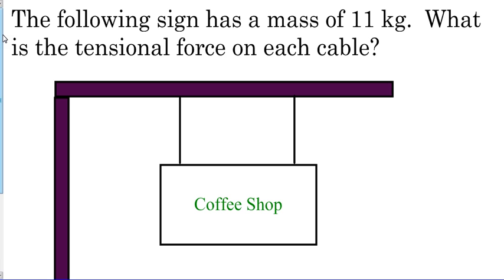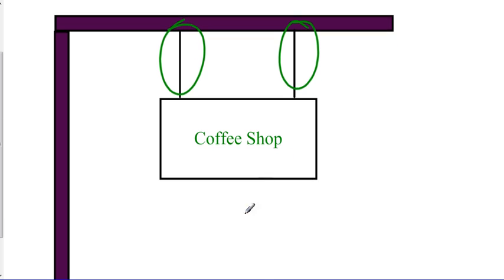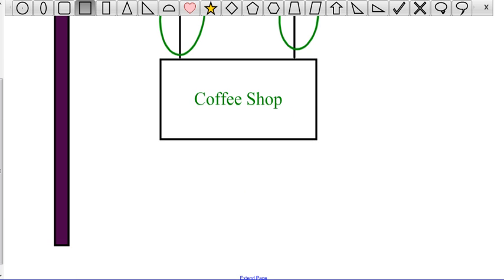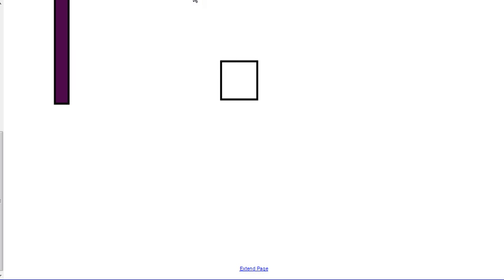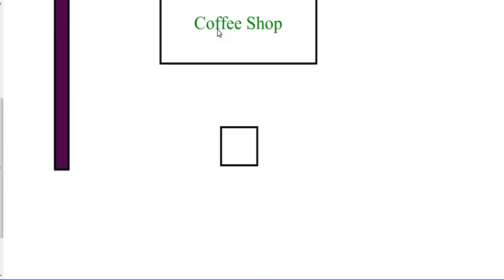The following sign, this coffee shop sign, has a mass of 11 kilograms. What is the tensional force on each of these cables? And these cables are equally spaced. So if we were to work this out, we want to draw a free body diagram. And so we draw our free body diagram. You can just do it right below. And now we want to begin applying our vectors.